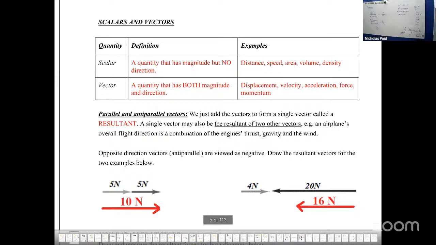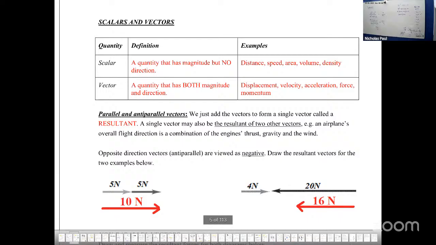What's the difference between a scalar quantity and a vector quantity? Scalar has magnitude only, no direction. Vector has magnitude and direction. If I said find the length, I'm not going to tell you where to start or where to finish, you just find the length. Here we have some examples: distance, speed, area, volume, density.